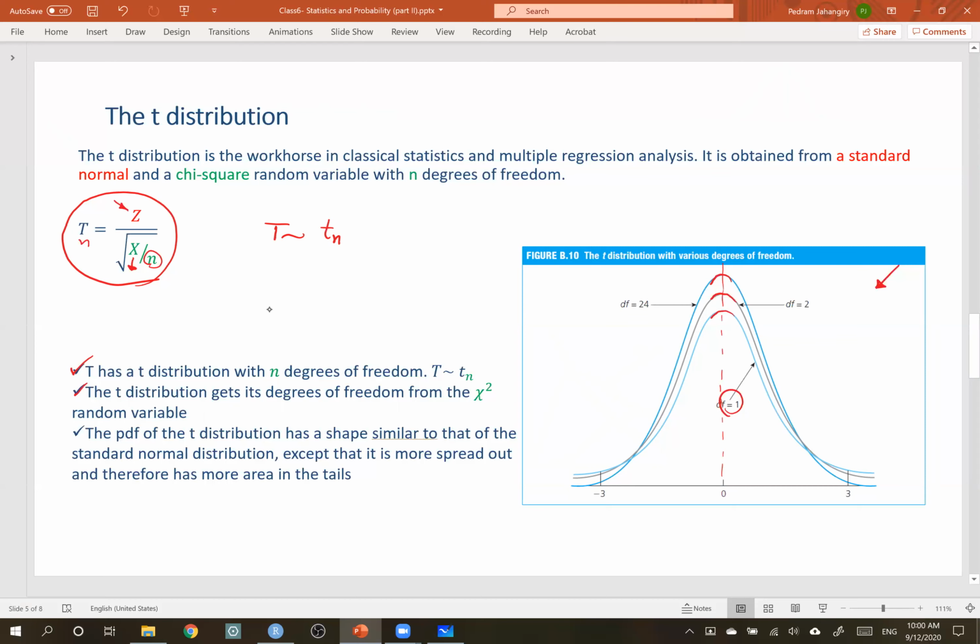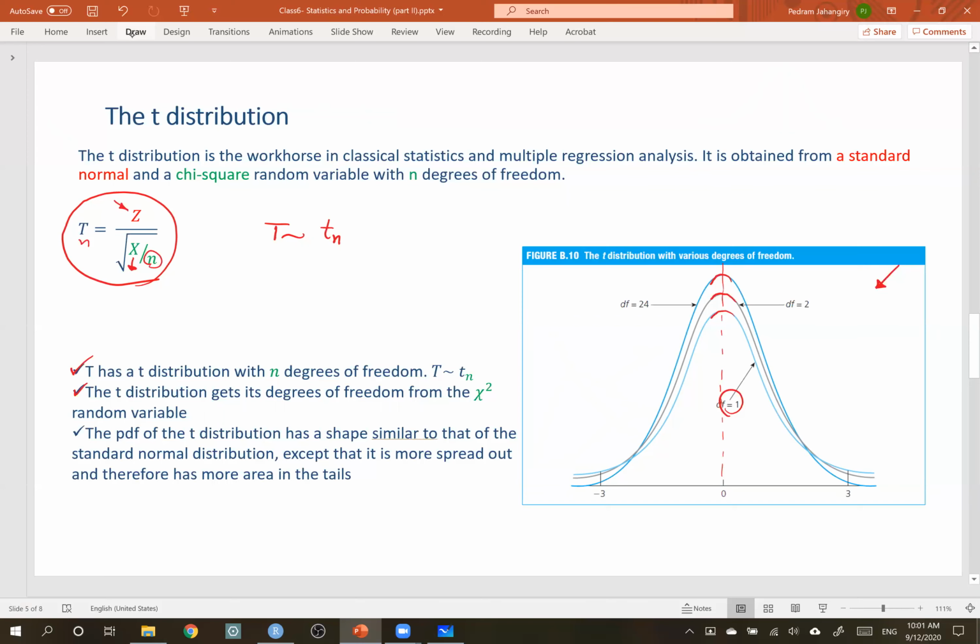The t-distribution gets its degrees of freedom from the chi-square. We talked about it because of the formula. The PDF of the t-distribution has a shape similar to that of the standard normal distribution, except that it is more spread out and therefore has more area in the tail. So we say the t-distribution is fatter than the normal distribution.